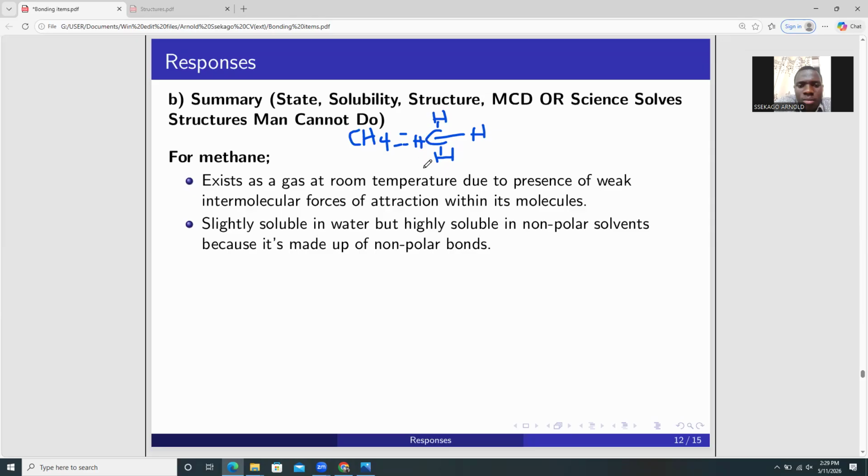Why? Now you cannot split methane to form ions. You think about that. Which ions will you form at this level here?